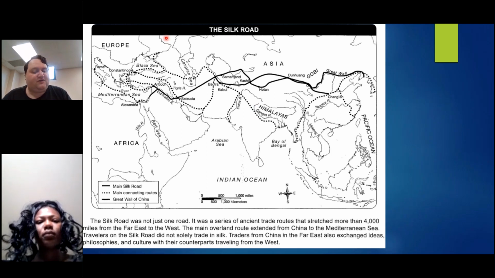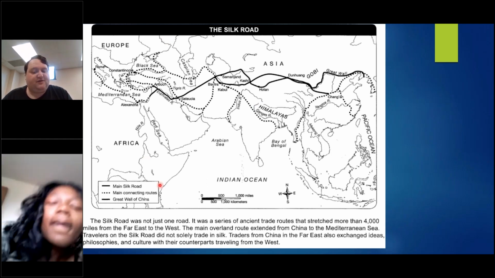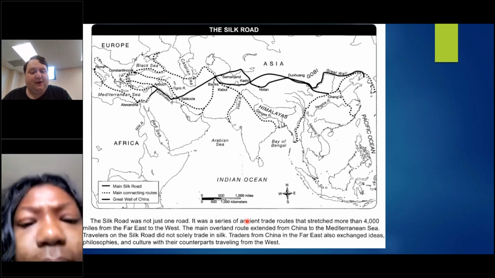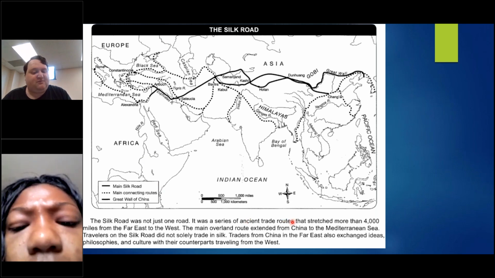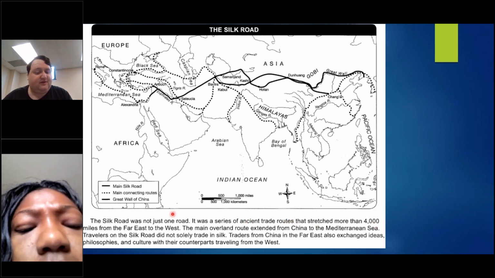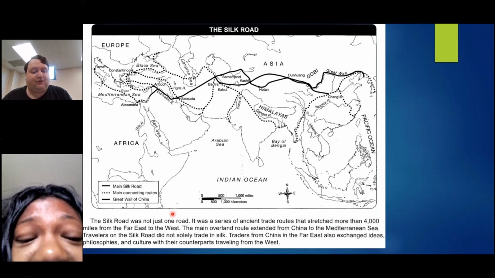The Silk Road was not just one road. It was a series of ancient trade routes that stretched more than 4,000 miles from the Far East to the West.